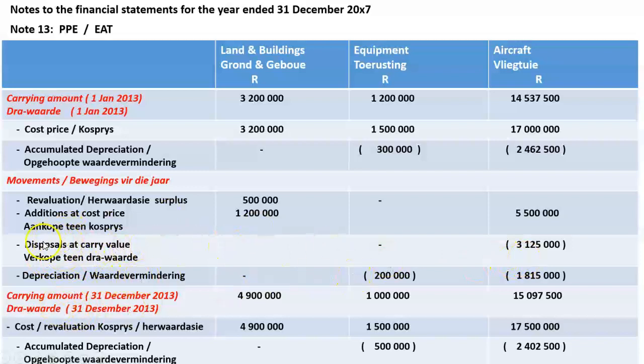Now, listen more, the disposals as well as the depreciation, those are expenses that actually reduce the value of my asset, so therefore they need to be shown in brackets. And then I close off with my carrying amount at the end of the year, again broken down between cost and accumulated depreciation. And if there was a revaluation, it's not only cost anymore, it will be cost slash revaluation with the amount there. So that 4.9 million is not only cost, it also includes that 500,000 revaluation.